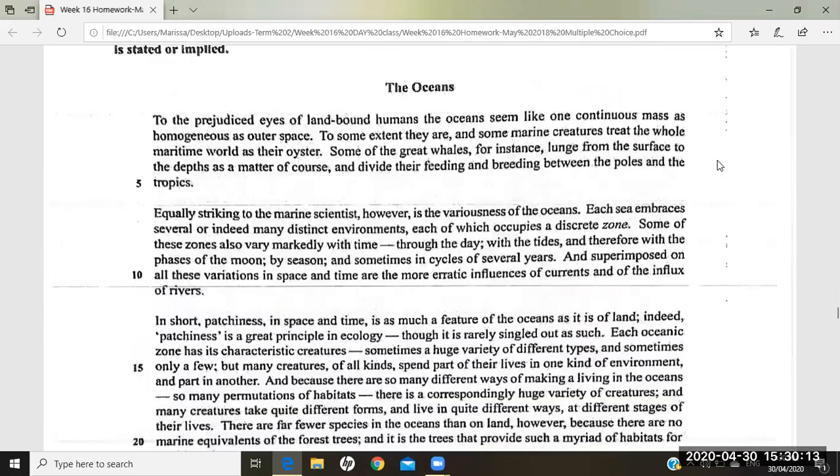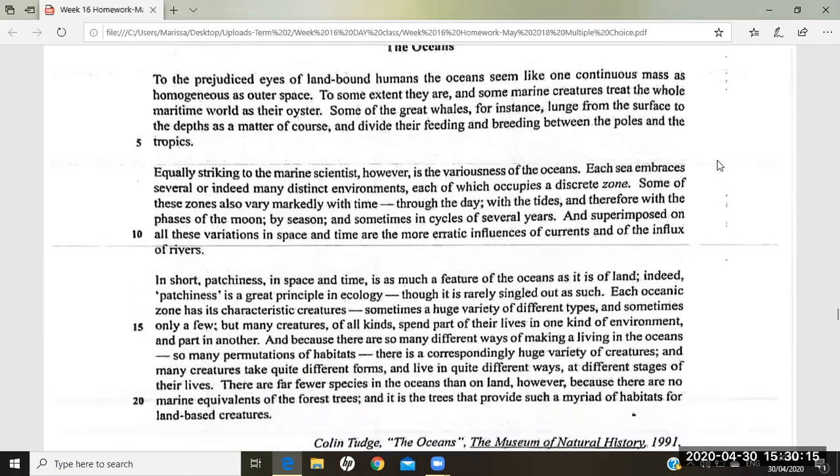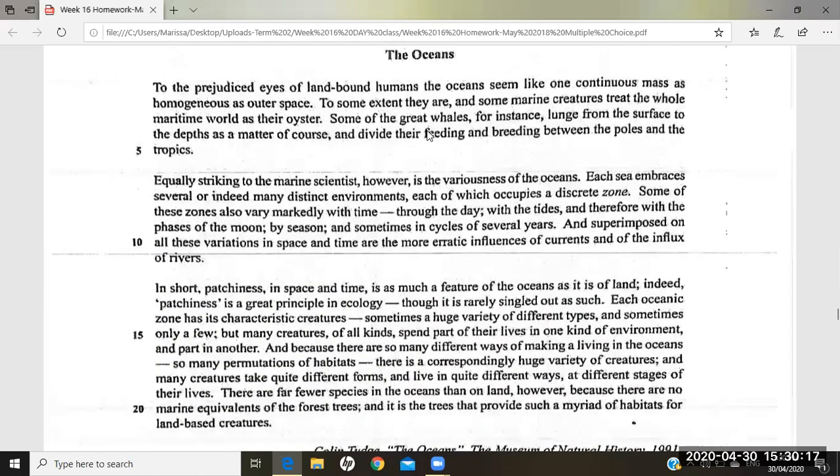The next comprehension is entitled The Oceans. Do you guys remember this passage? About the oceans and to the prejudiced eyes, what persons have to say about the oceans? So they're talking about sea exploration, not much time is spent or money is invested into sea exploration. And there's still lots of things that we don't know about the oceans.